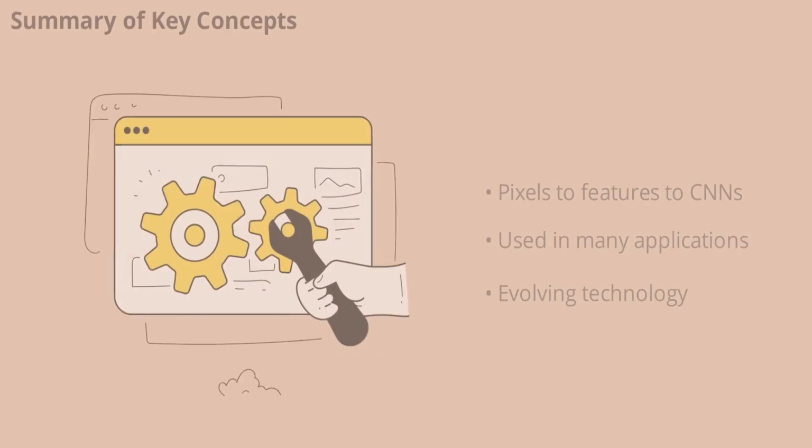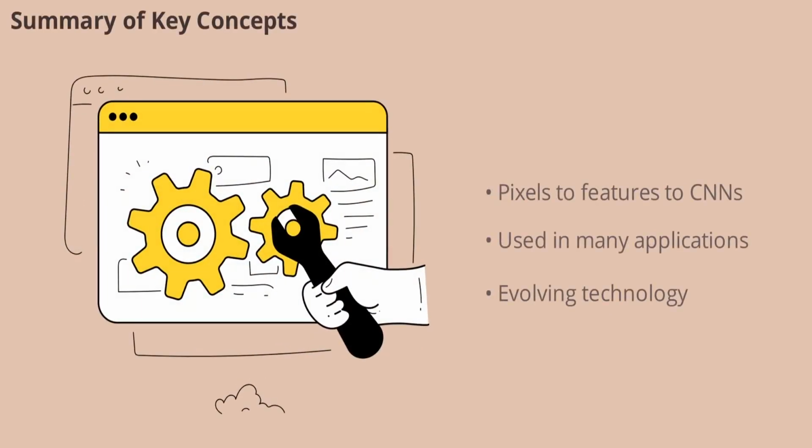Let's recap what we've learned. AI sees images by breaking them down into pixels, extracting features, and using CNNs to recognize patterns. This technology powers everything from facial recognition to self-driving cars. While there are challenges and ethical considerations, AI vision continues to evolve, opening up new possibilities for the future.